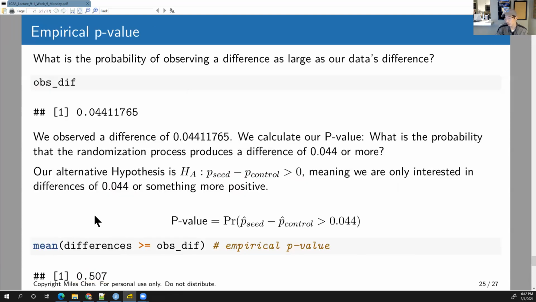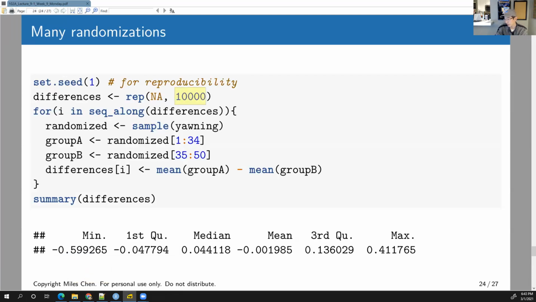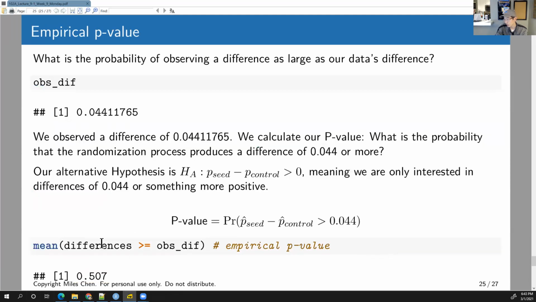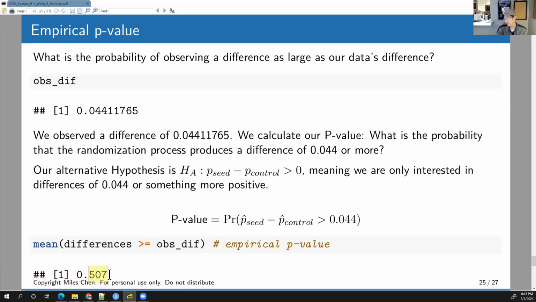What this is basically saying is that this differences vector, of length 10,000, goes anywhere from negative 0.59 to positive 0.41. So I have 10,000 numeric values for the different differences we got, and we wanted to know how many of them are greater than or equal to 0.044. It turns out around 5,070 out of 10,000, around 5,000 of them, have a difference greater than 0.044. So the probability of getting a difference of 0.044 or something more is over 50%.